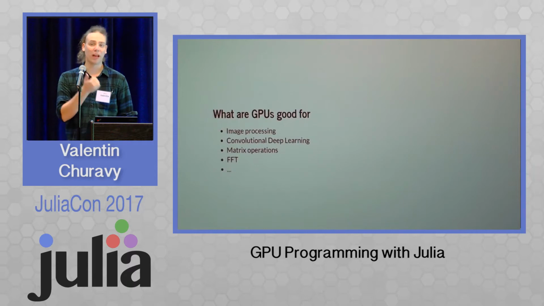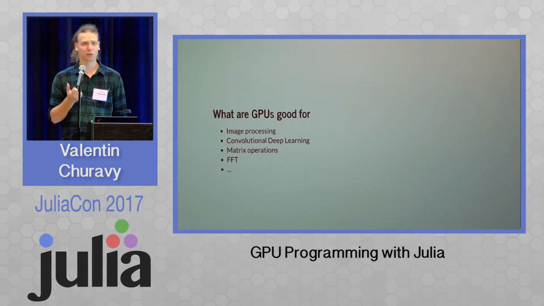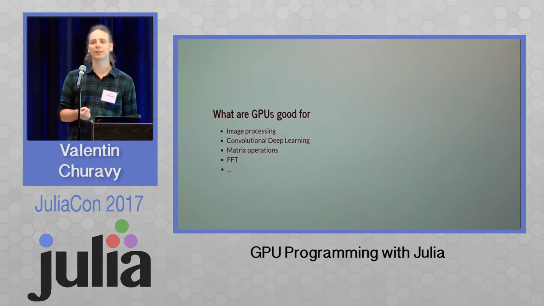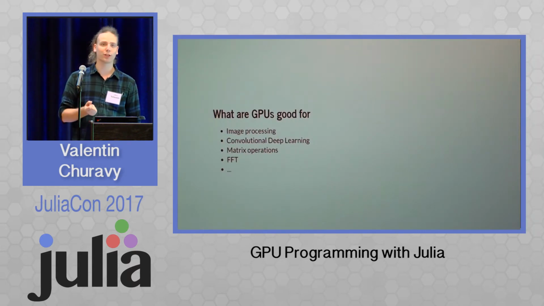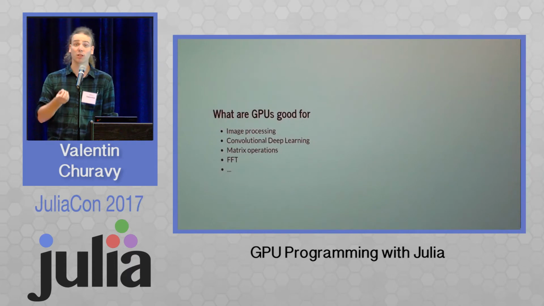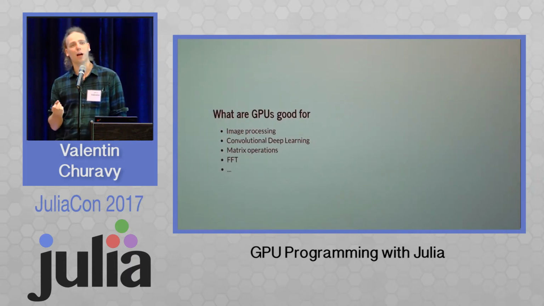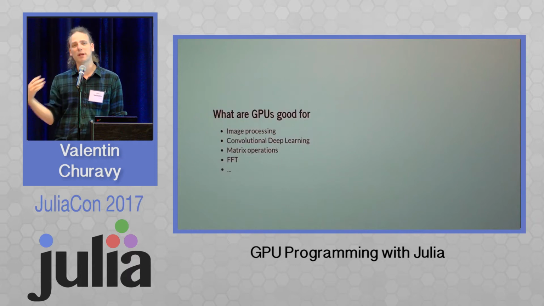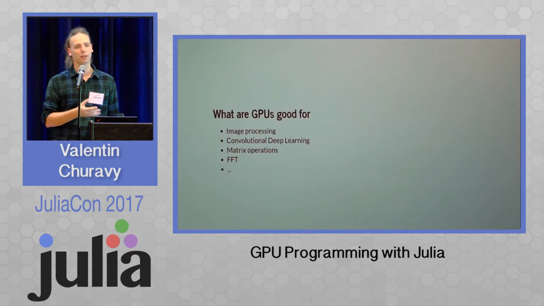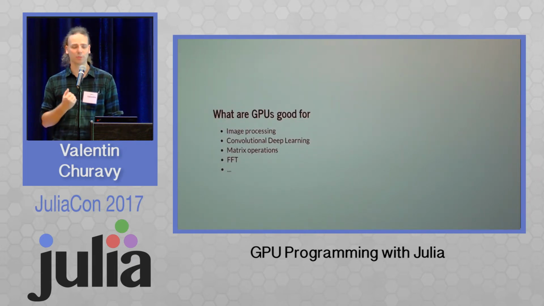GPUs are good for image processing, naturally. It's quite natural to write image processing algorithms. Nowadays, they're used heavily for convolutional deep learning. So the entire deep learning hype is possible due to GPUs. Also Bitcoin mining is quite popular to do on GPUs. And most matrix operations, like most numerical code that relies heavily on matrix operations, can be made a lot faster by exploiting GPUs. Fast Fourier transform is another example.